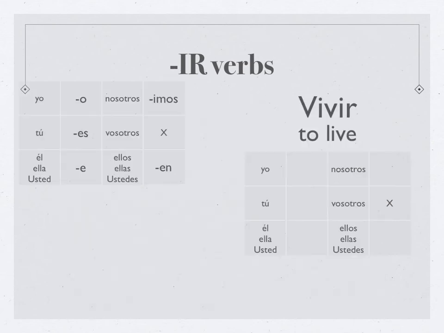So try to conjugate vivir. Pause the video, give it a shot, and then play again. Okay, so vivir, we're going to take off the IR, and then we're going to conjugate: yo vivo, tú vives, él, ella, usted vive, nosotros vivimos, ellos, ellas, ustedes viven.